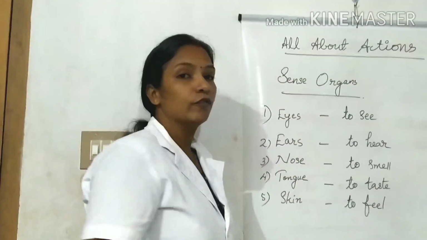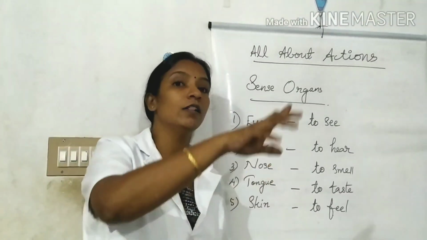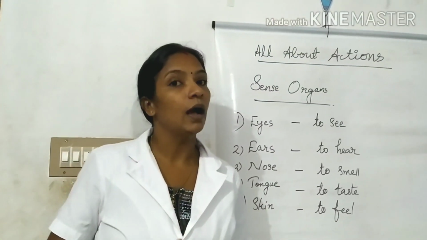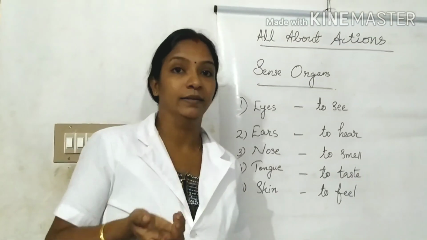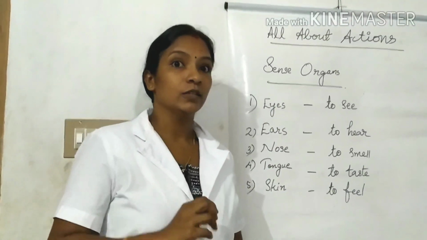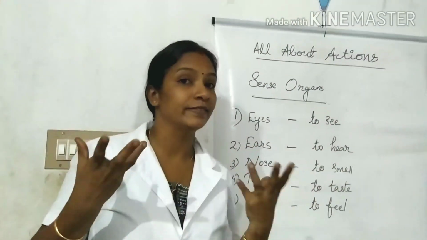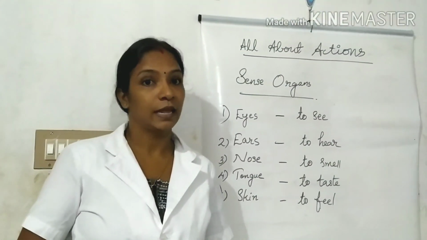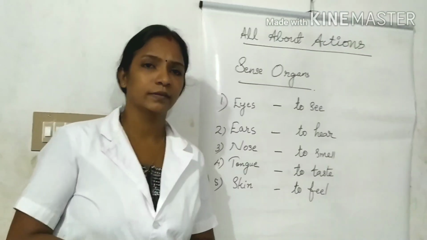And what is the use of eyes? We use eyes to see all the things around us. We use eyes to see different things around us. We can see different colors. Am I right? Yeah.